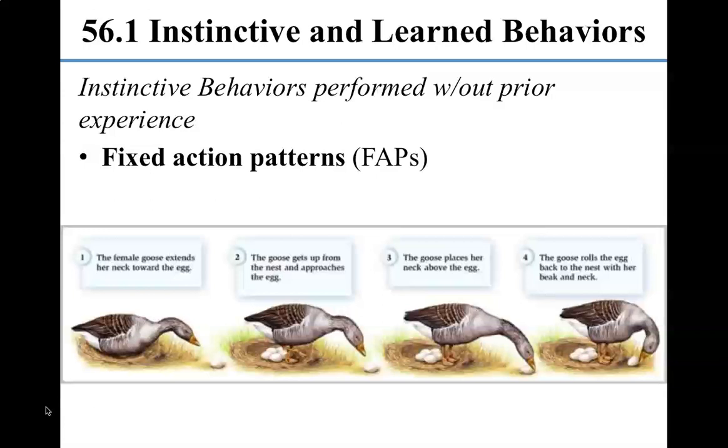So look at the example on the screen. This is a female goose. She's on her nest, sitting on some eggs, and she sees an egg outside of the nest. Once she sees it, that serves as the stimulus. It causes her to stand up. It causes her to then place her beak over the egg, and then it causes her to roll the egg back into the nest.